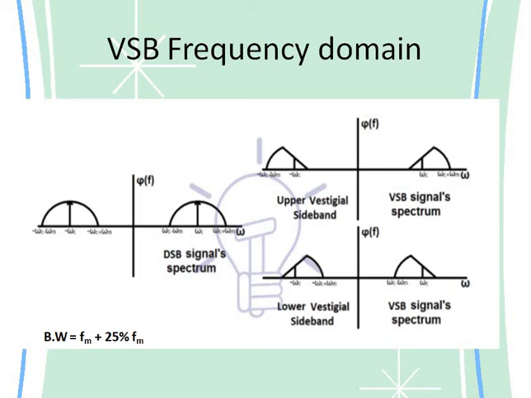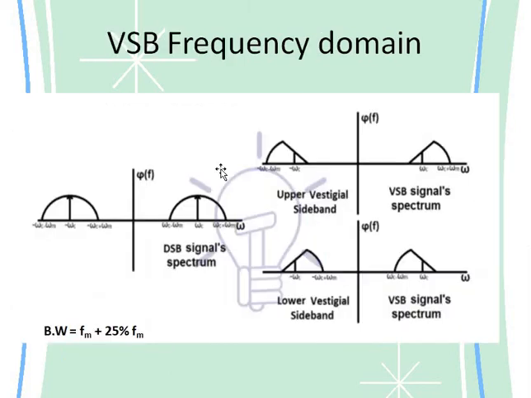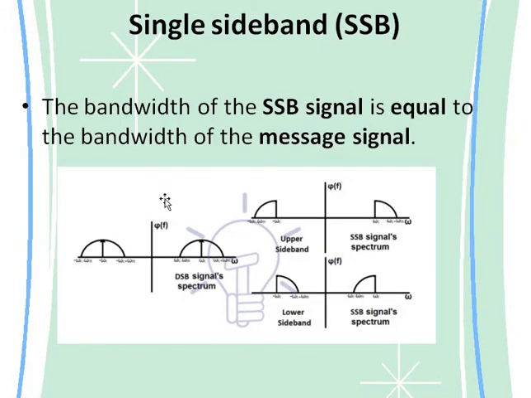So here I will show you the comparison. For amplitude modulation, the bandwidth is always 2 fm, and for every modulation other than vestigial sideband and suppressed carrier, the bandwidth is different. For single sideband suppressed carrier, the bandwidth is equal to the message signal bandwidth. Thank you.